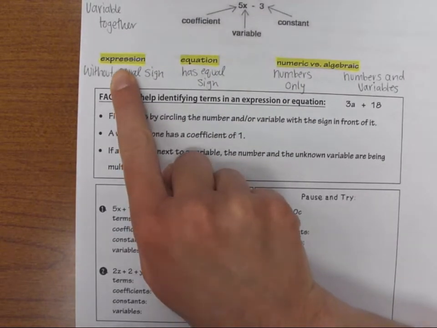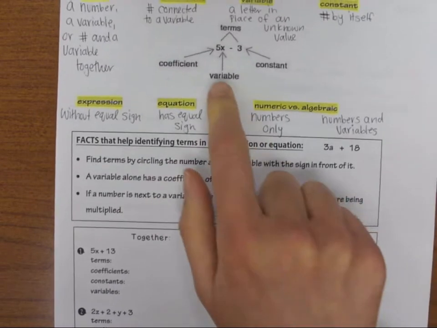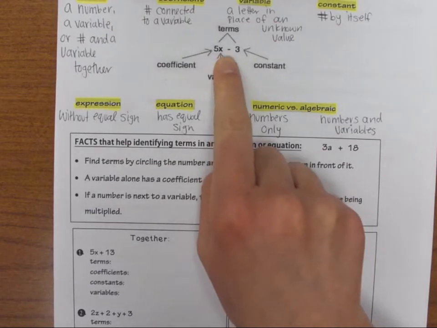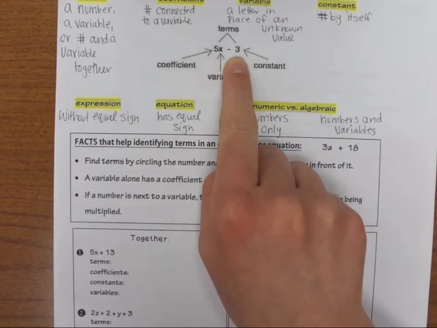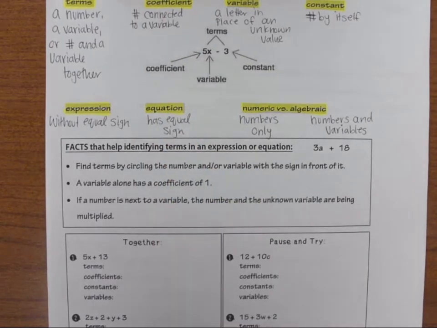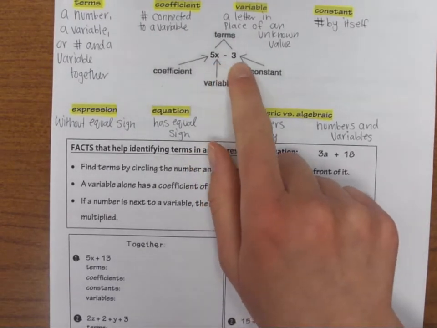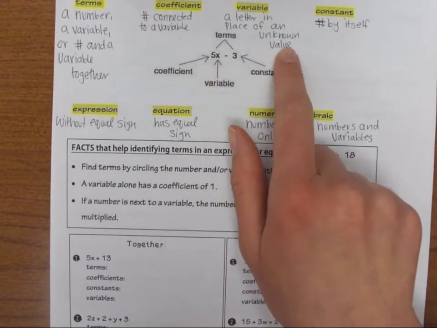Our next word is an expression, and like I said, it's like a math sentence. An algebraic expression is without an equal sign. So right here, this is an expression because I have 5x minus 3 with no equal sign. An equation is when we do have an equal sign. See how it says equate or equals? That has an equal sign, so I could say 5x minus 3 equals, and then I could put some number over here.